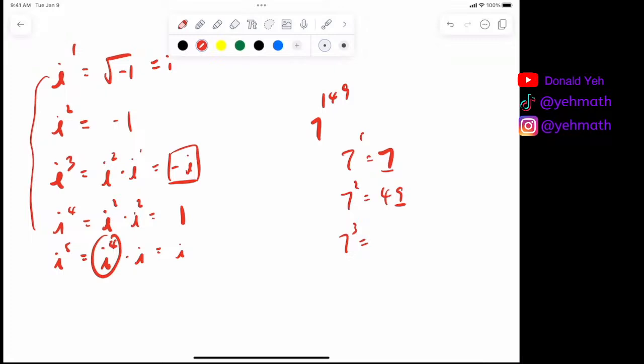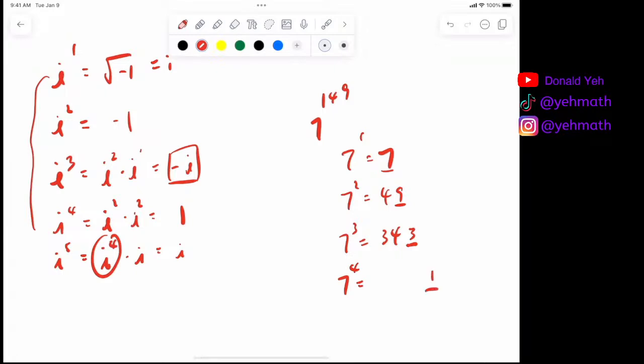49 times 7, come on. Those of you need to know how to multiply 2-digit numbers. Last year in the calculus class, I had one student who didn't know how to multiply 2-digit numbers. 343. So Ian is right. It doesn't matter what happened to the digits in front. Look at the last digit, right? 7 to the 4th power. What do you think the last digit is going to be?